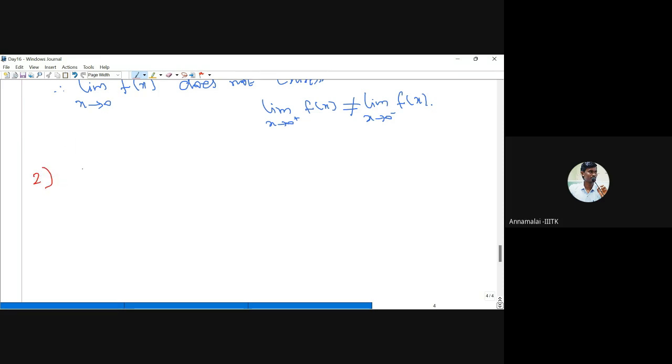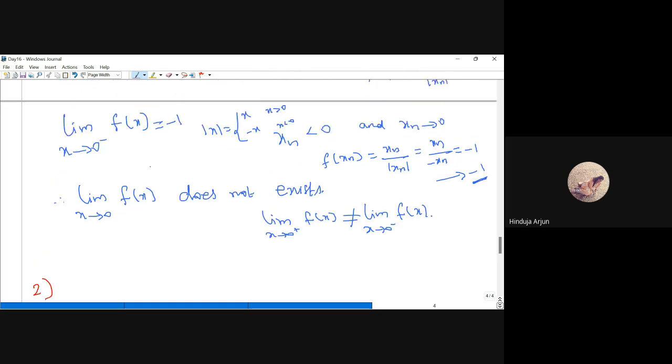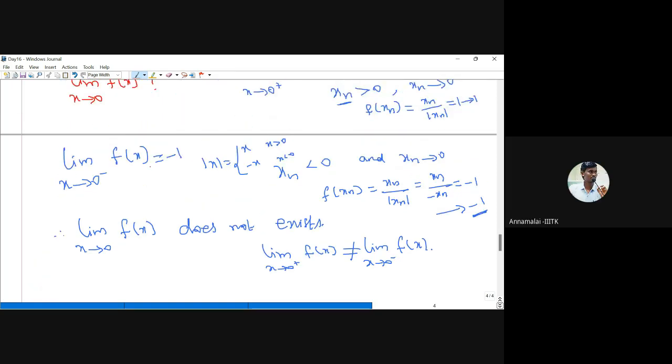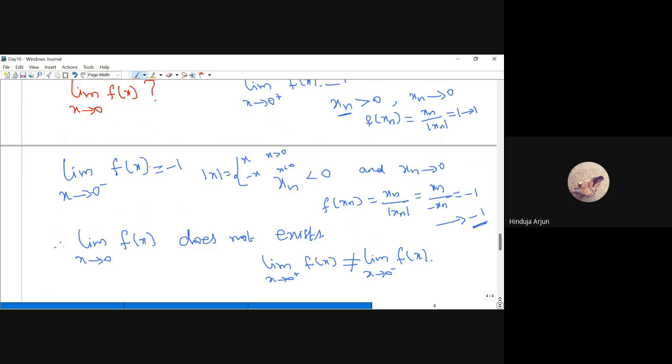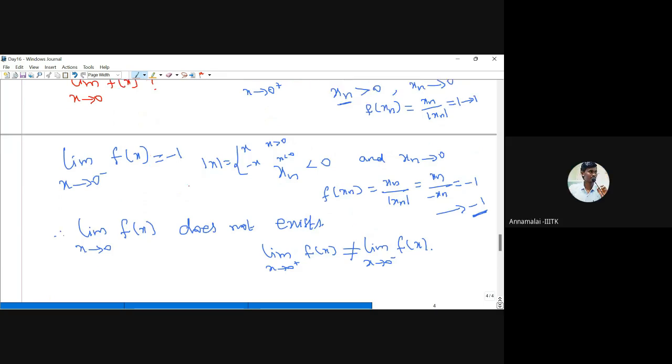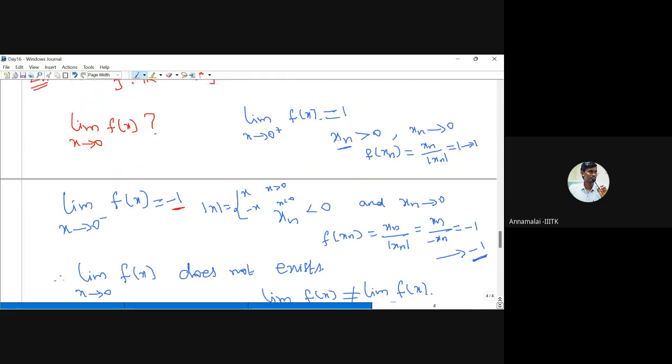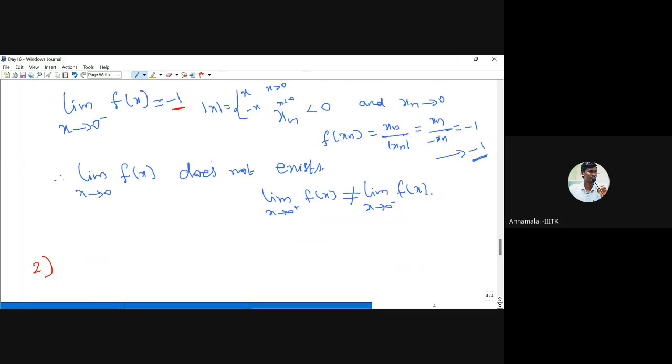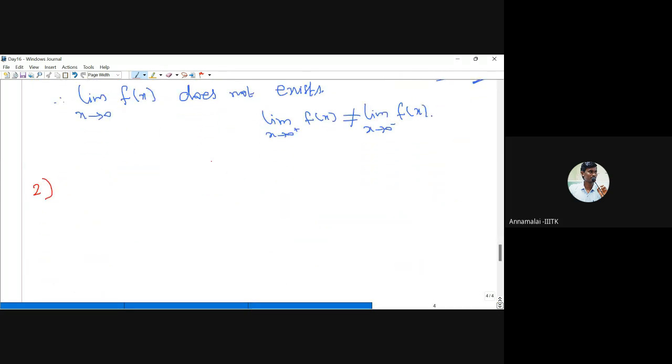So here, why does the limit not exist? Because the right hand limit and left hand limit exist but are not equal. The left hand limit is minus 1, but the right hand limit is plus 1. Both exist and should be equal, then only the limit of the function exists at the point. Since the right hand limit and left hand limit have different values, the limit of the function does not exist. Okay, got it? Now we discuss another example.